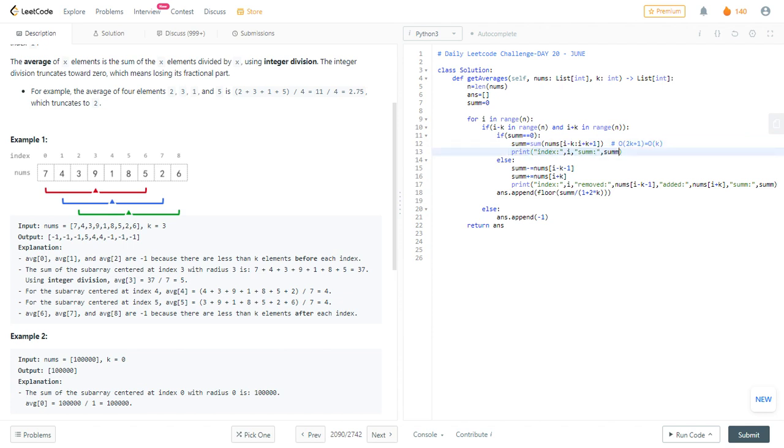Then, this is for your understanding only. This is for the first time. In the rest of the cases, this will never be executed. The sum will never be 0 after that.